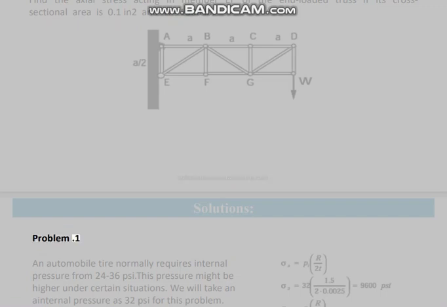Problem point 1. An automobile tire normally requires internal pressure from 24 to 36 psi. This pressure might be higher under certain situations. We will take an internal pressure as 32 psi for this problem. Let's say that a soda can has 3 inches diameter. We get that.